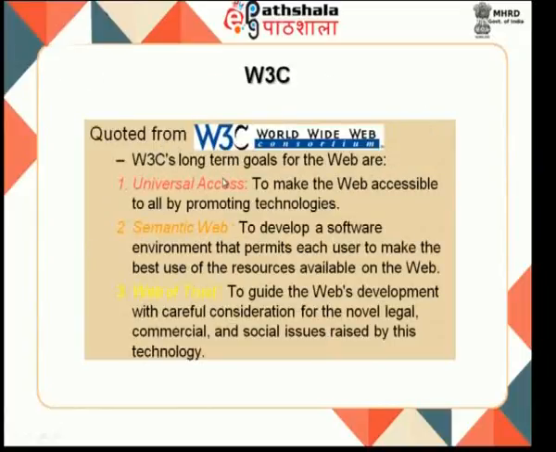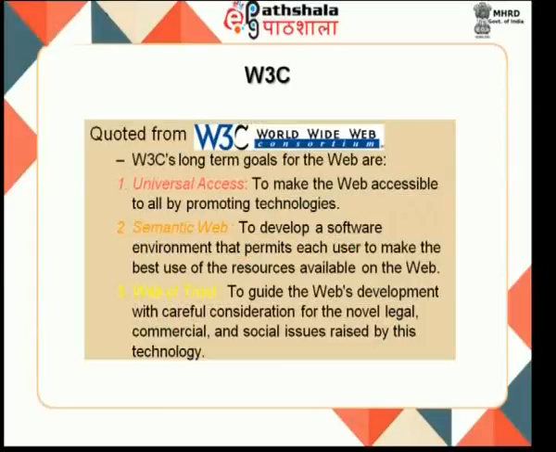And here is an important quote from W3C. The goal of W3C is to provide universal access, which means to make the web accessible to all technologies and to all people all over the world through the internet, and to make the information useful for all the users by creating a semantic web. So, we need a software environment that permits every user to make the best use of the resources available on the web, and whatever web we use through the internet should be a place of trust. So, they call it a web of trust.